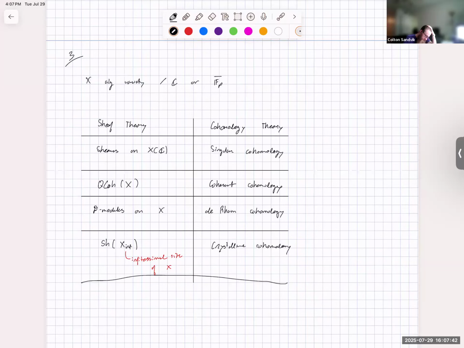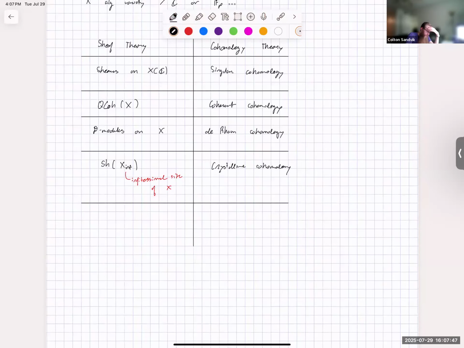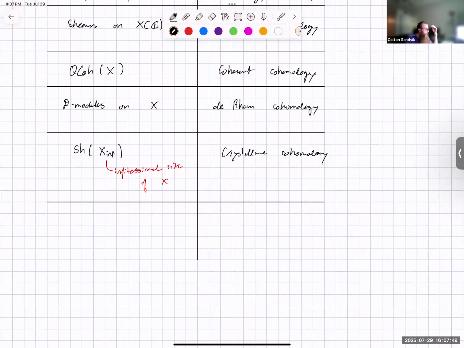And lastly, in this picture that I am going to paint for now, we could look at what are called the étale sheaves. The étale sheaves. And this would give rise to étale cohomology.